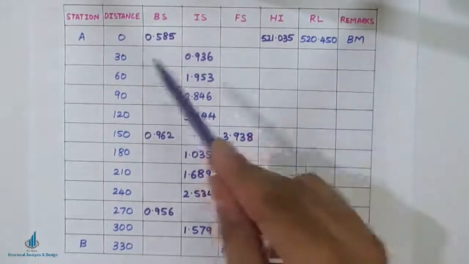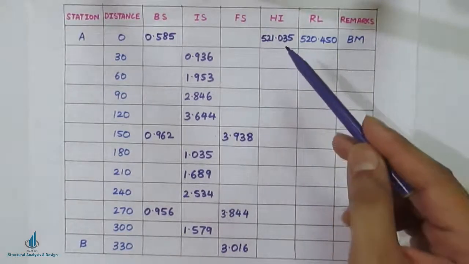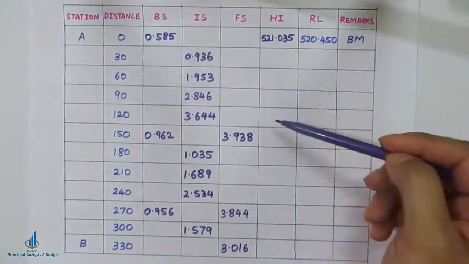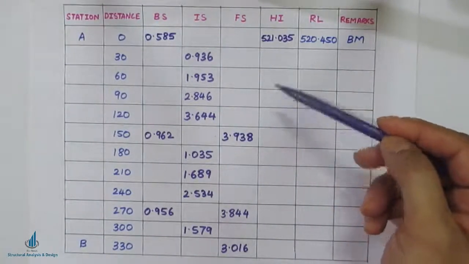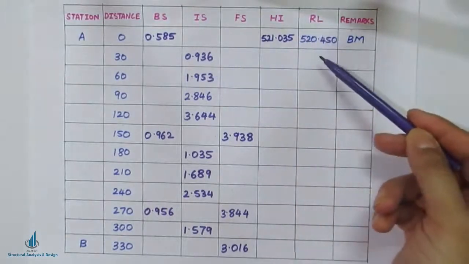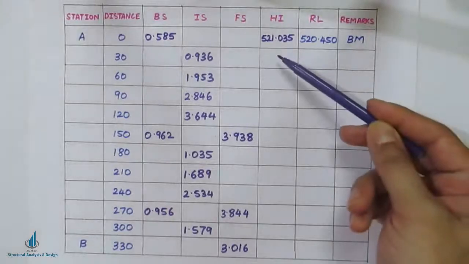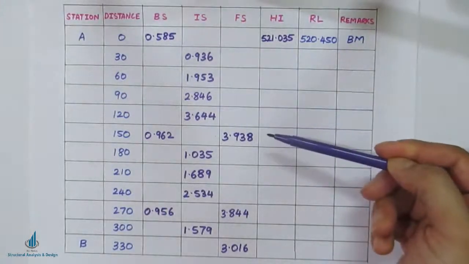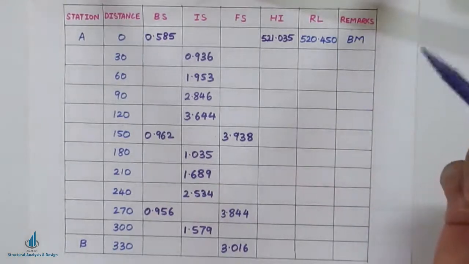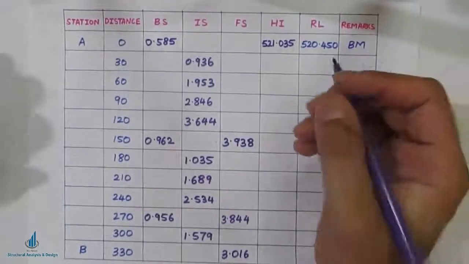So the first point you have calculated is HI 521.035. Remember, the HI will not change till this 120 meters. Only the reduced level you have to find out at 30 meter, 60 meter, 90 meter, 120 meter. This HI will remain the same, so you should not get confused. Then I will write down this whole 521.035 till here, 120 meters.